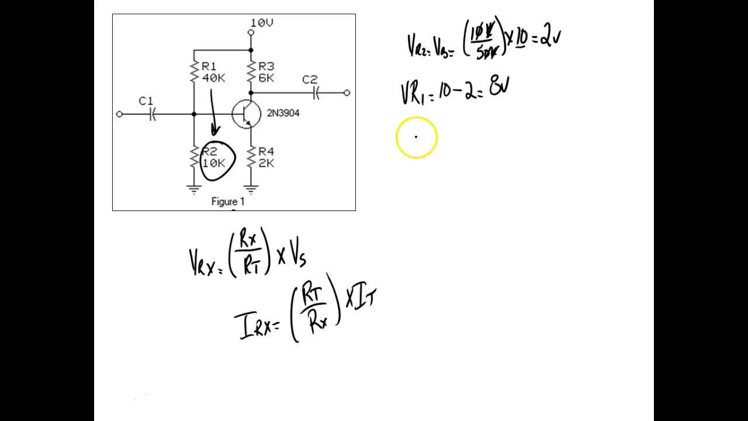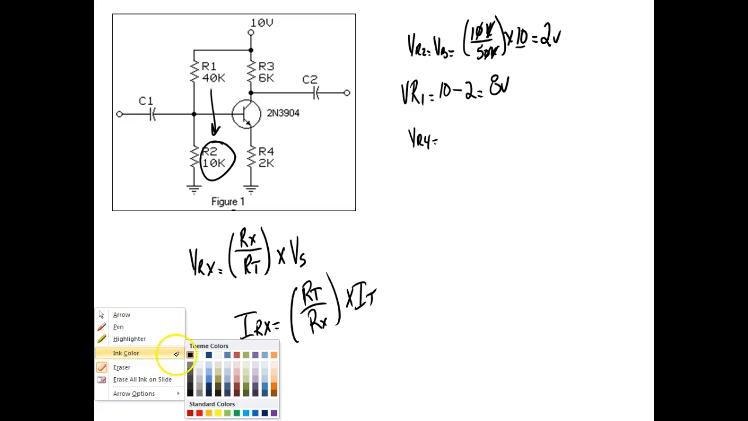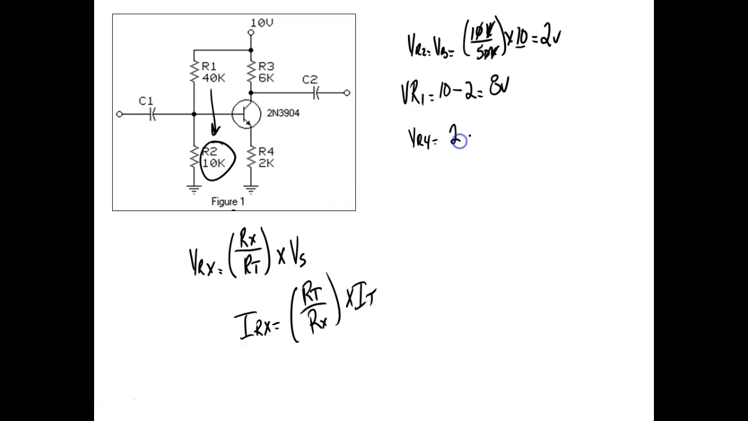Then I can solve for VR4. VR4 is real hard. It's going to be equal to the voltage across R2, which is equal to 2 volts, minus the drop of our PN junction, which is 0.7. So VR4 is going to be equal to what? 1.3 volts. Now I can solve for the current flow through R4.